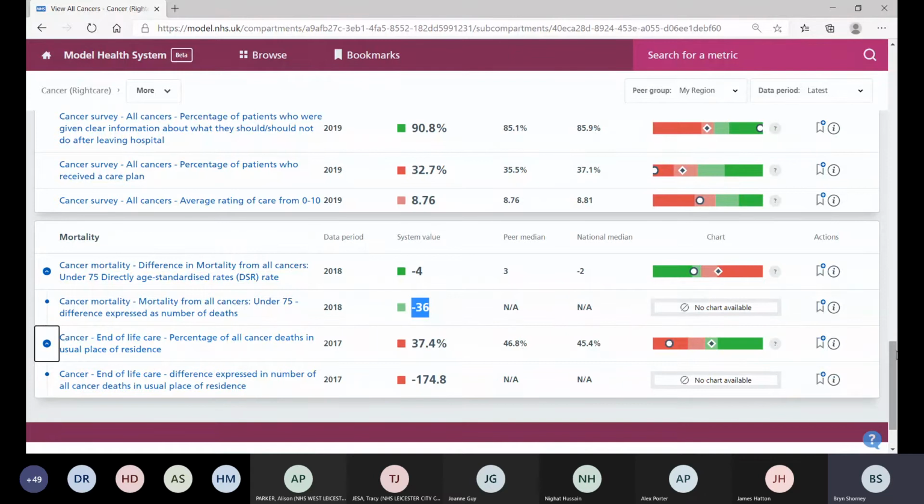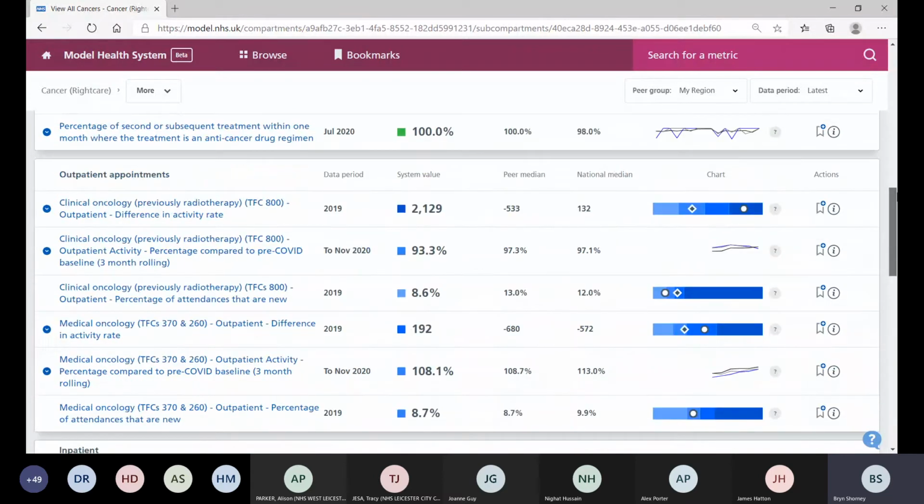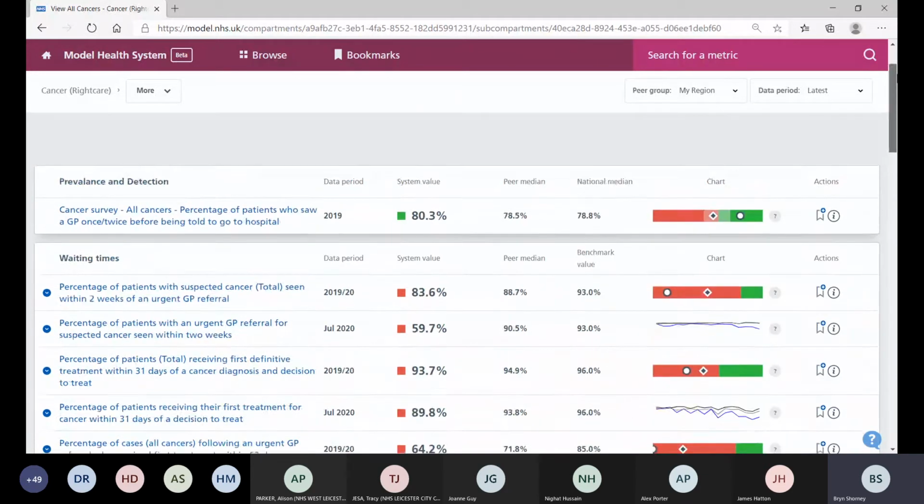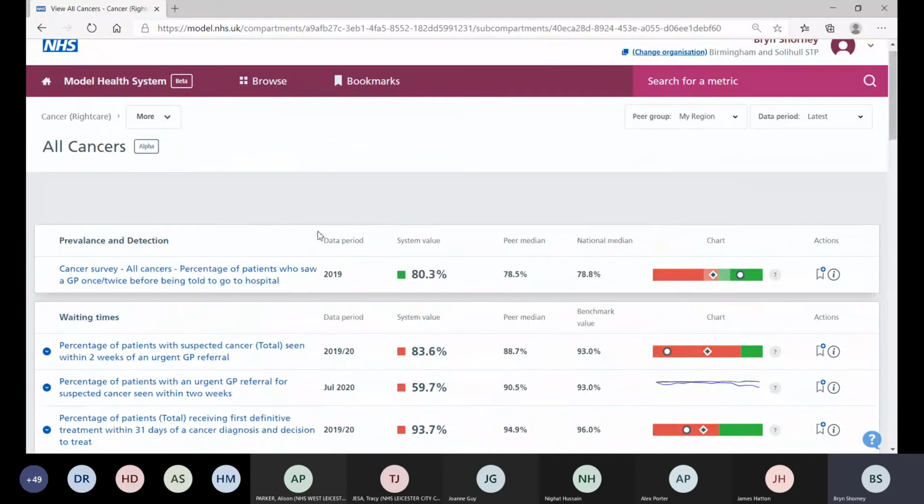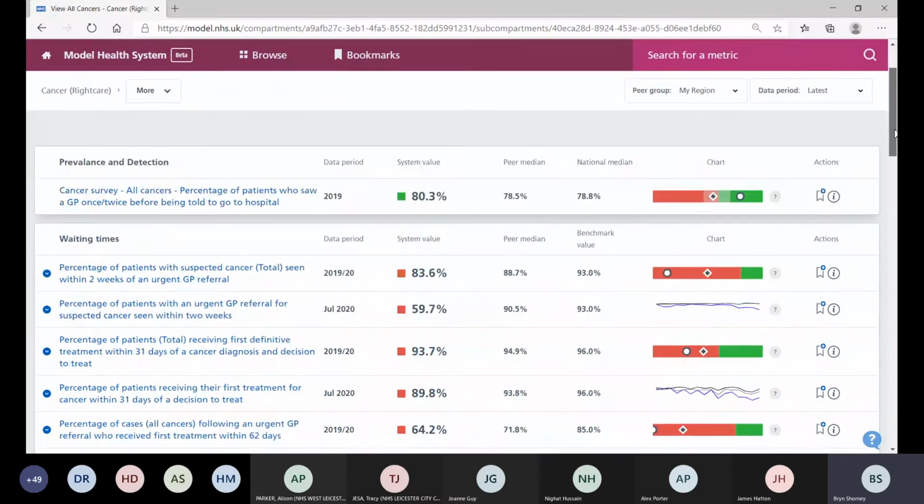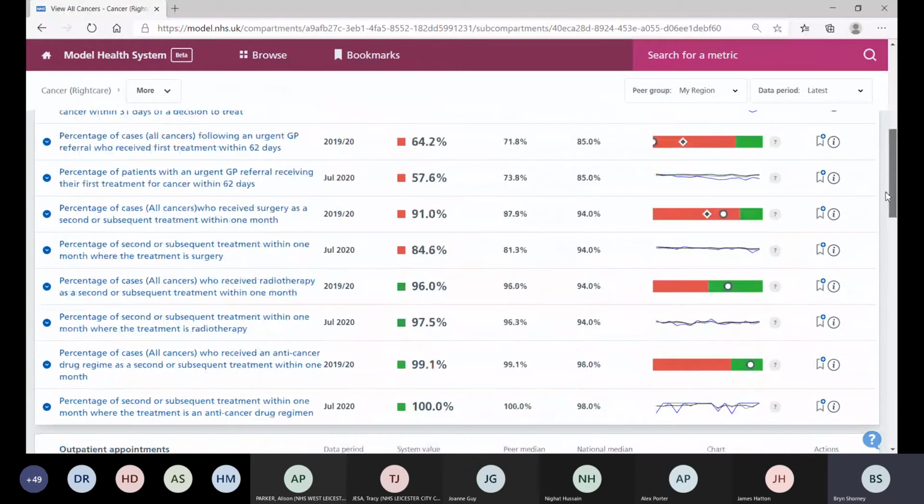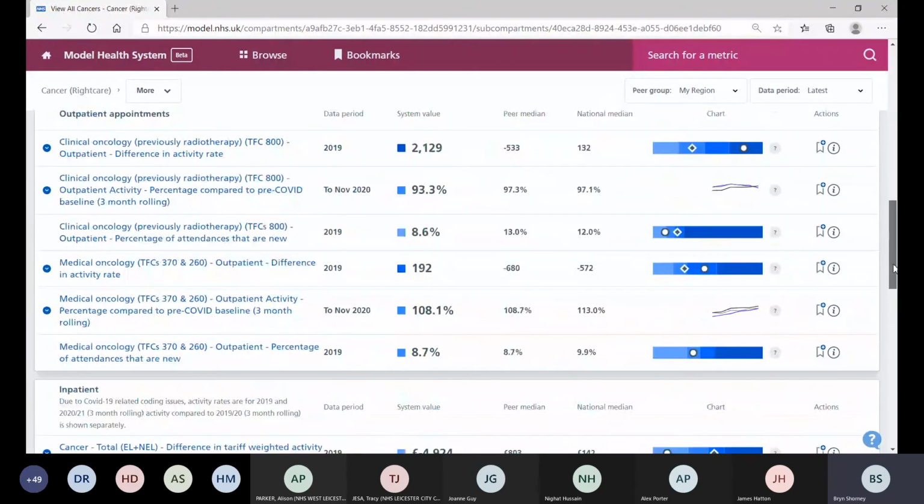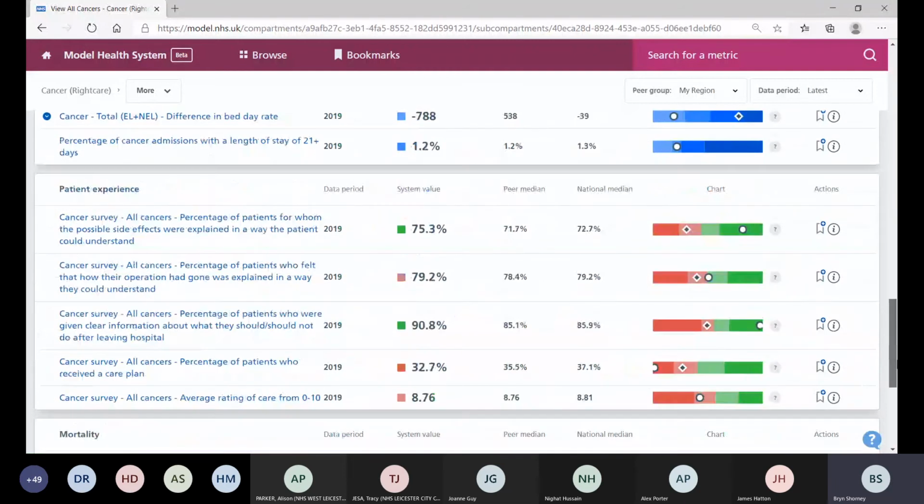I'll just go back up to the top. I won't go through this in a huge amount of detail given time constraints, but as mentioned earlier, we've got the section for prevalence and detection, a section for waiting times, a section for outpatients, and then the inpatient data that you've already seen, the patient experience from the cancer survey, and then that mortality section.